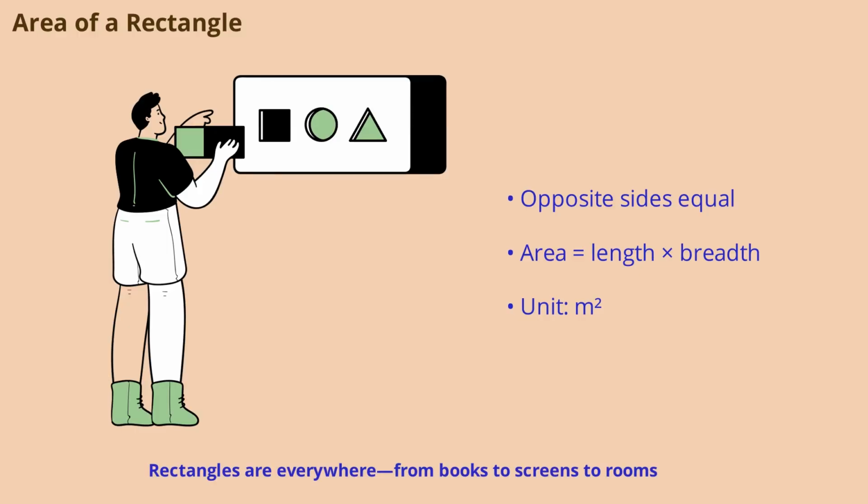Rectangles are everywhere, from books to screens to rooms. A rectangle has 2 pairs of equal sides and 4 right angles. To calculate its area, multiply the length by the breadth. The formula is length times breadth, or L times B. For instance, a rectangle that is 5 meters long and 3 meters wide has an area of 5 times 3 equals 15 m². This straightforward formula helps in planning spaces and buying material.